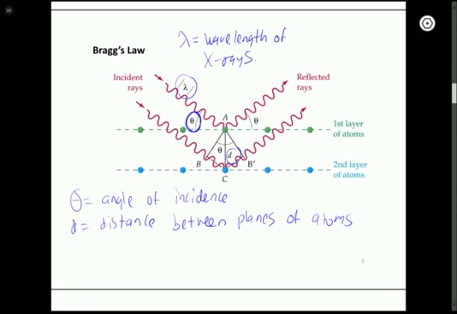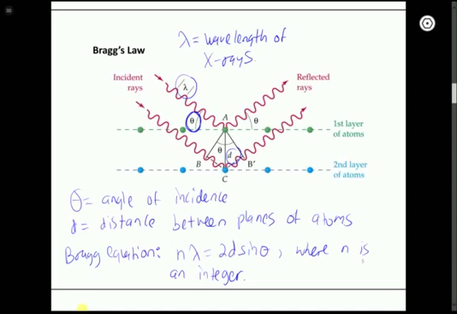This equation, the Bragg equation, was derived by a father-son duo named Bragg, who spent their quality time deriving the equation for X-ray diffraction, and it goes n lambda equals 2d sine theta, where n is an integer. Basically what we're doing in this experiment is varying theta and figuring out at which angles theta the constructive interference occurs.